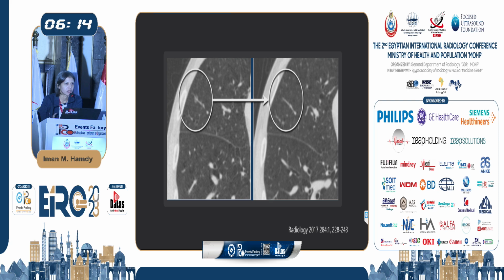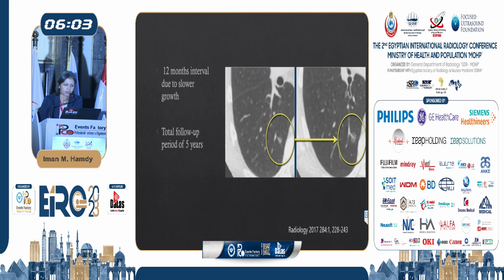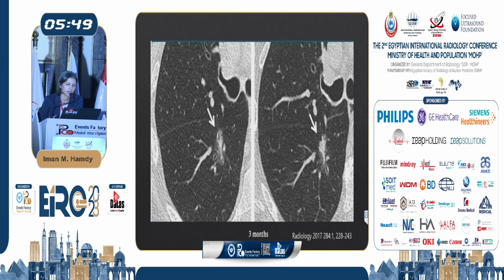Example for a benign transient ground glass nodule, 3 months, and then later on it totally resolved. Another nodule that increased in size after 2-year interval. So the follow-up period for the ground glass ones, we should extend it to 5 years. 3-month follow-up interval showed increase in the solid component. So we are towards malignancy.